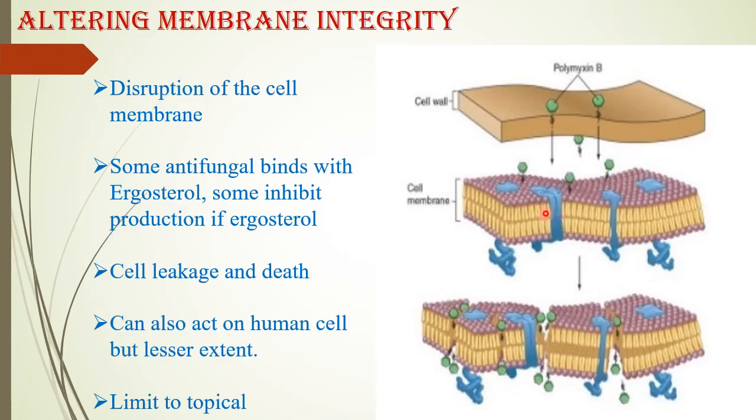Right? So if the ergosterol is bound, or if the ergosterol is trapped, or if the ergosterol production is inhibited, finally what will happen? There is a leakage from the membrane via this one. You can see here there is a leakage, inner content will come out and the cell will die. Okay? So it can act on human cells also.